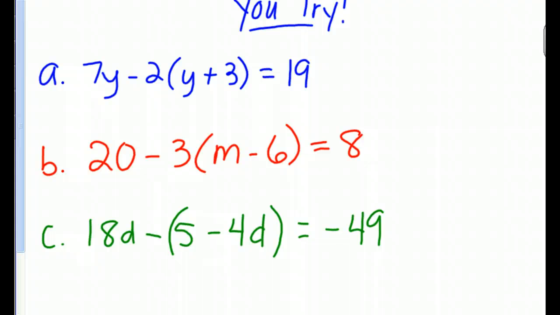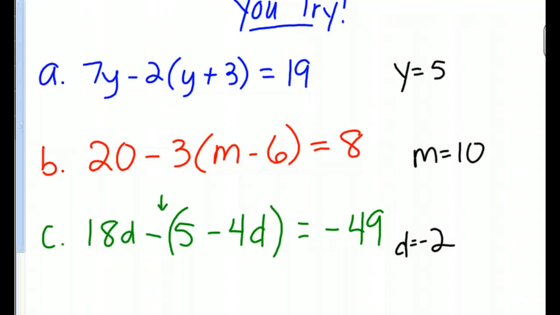All right, now for the U tries. Let's hope that all of these are correct. So A says 7y minus 2 times y plus 3 equals 19. B is 20 minus 3 times m minus 6 equals 8. C is 18d minus 5 minus 4d, times, remember right here, what goes right here, equals negative 49. So try them, and I'll pause and I'll give you the answers. All right, so there are the answers for A, y equals 5, B, m equals 10, C, d equals negative 2. So if you need help on those, please go back and watch the video.